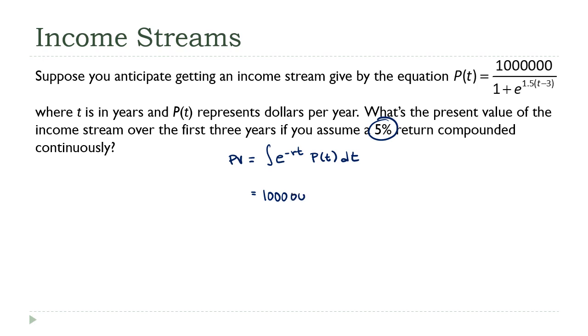I'm going to go ahead and bring that out in front. The integral of e to the negative 0.5t over 1 plus e to the 1.5t minus 3 dt. Now, this is a much harder integral to crack. In fact, if you go to any of the symbolic processing websites or programs that we talked about way back in the very first chapter here, and you enter this integral into it, you get a very strange result.